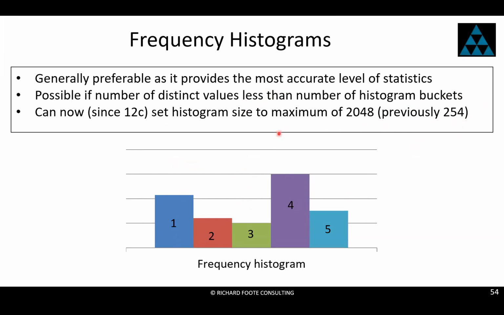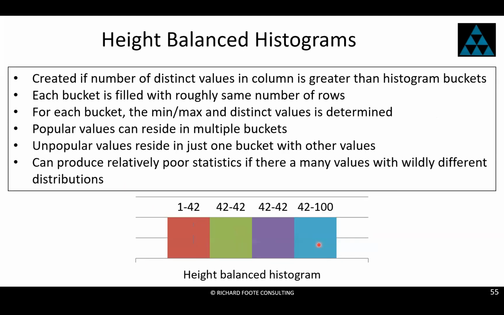So in this case, I've got 5 distinct values, which means for each of my 5 values, I know precisely how many rows I've got of each. And if I know how many rows I've got of each, and I know the number of total rows, I can calculate the selectivity perfectly for each and every value. However, if my number of distinct values is greater than the number of buckets I have available, then I can't do that. I can't create a bucket for each.